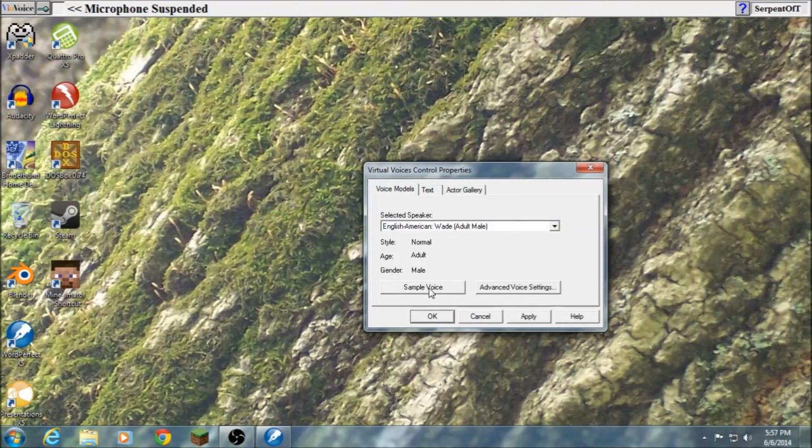This is a sample of English American. Wade, adult male.